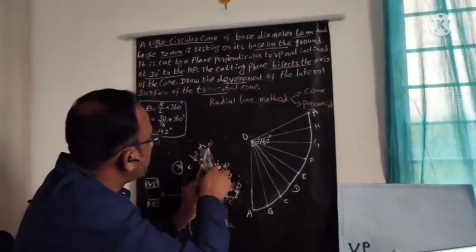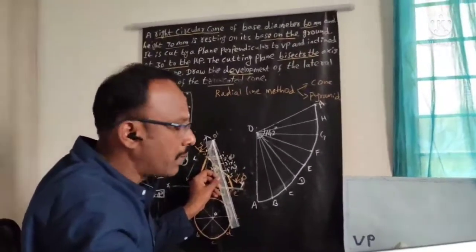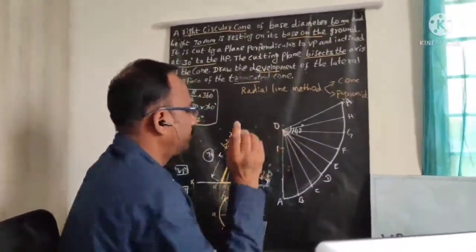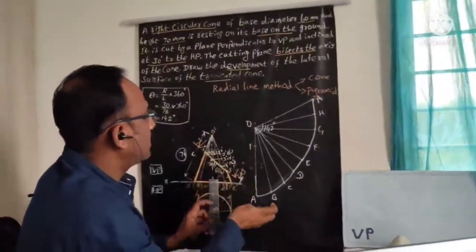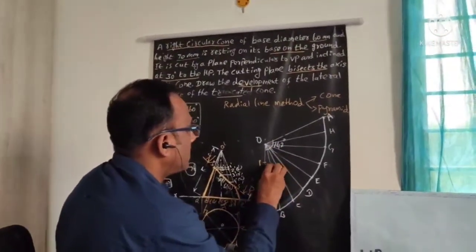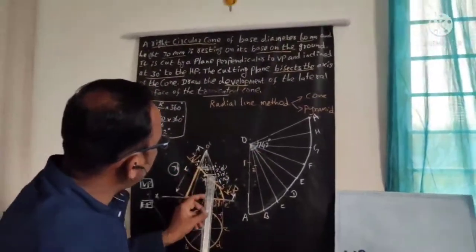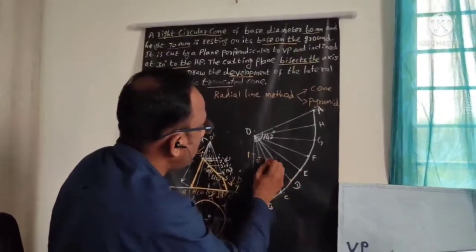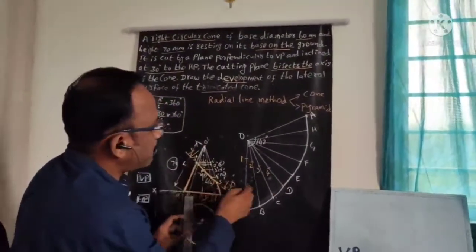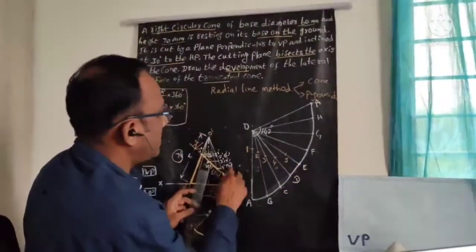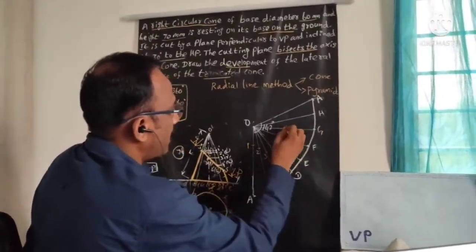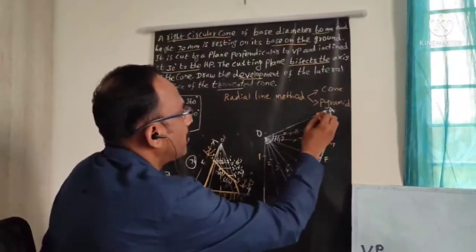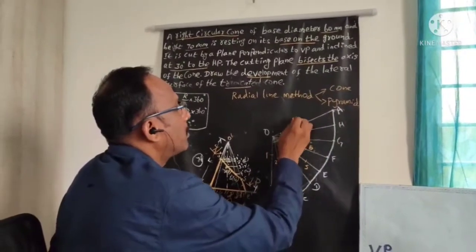Now we need to measure first the O dash 1 dash distance. That is to be marked on OA. This is my point number 1. Then you measure O dash 2 dash and mark it on the OB line. This is my point number 2. Then O dash 3 dash, you mark on OC, and you get the third point. Then O dash 4 dash you mark on OD. This is 4. And O dash 5 dash you mark on OE. You mark 5. Similarly 6 will be marked on OF, 7 on OG, and 8 on OH. And 1 will be marked again on A. This is the point number 1.